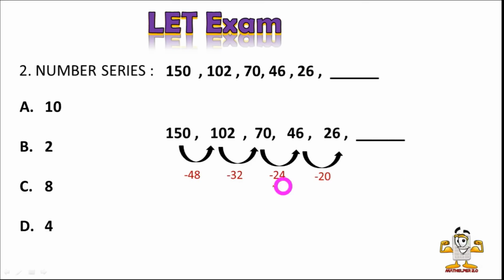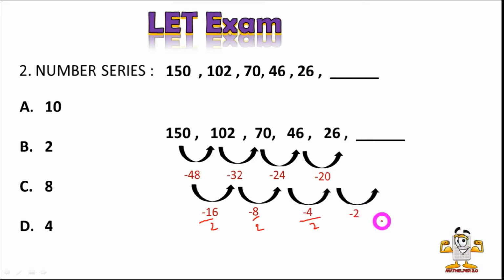So, mahirap pong hanapin yung pattern. So, sa 48 at 32, meron pong 16. 32 at saka 24, meron pong 8. Sa 24 at 20, meron po siyang 4. So, napansin nyo, may pattern na po tayo. Mag-divide po tayo ng 2 dito. So, 16 divided by 2 is 8. 8 divided by 2 is 4. Dito, mag-divide din tayo ng 2, so, magiging 2. So, 20 minus 2 is 18. So, mag-subtract din tayo dito, 26 minus 18 equals 8. So, the correct answer is letter C.